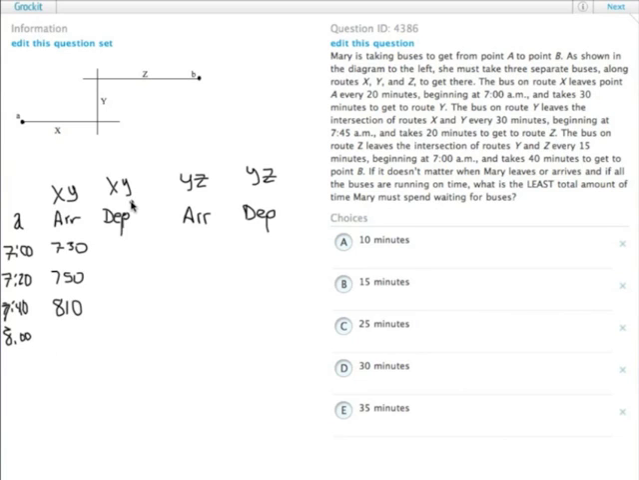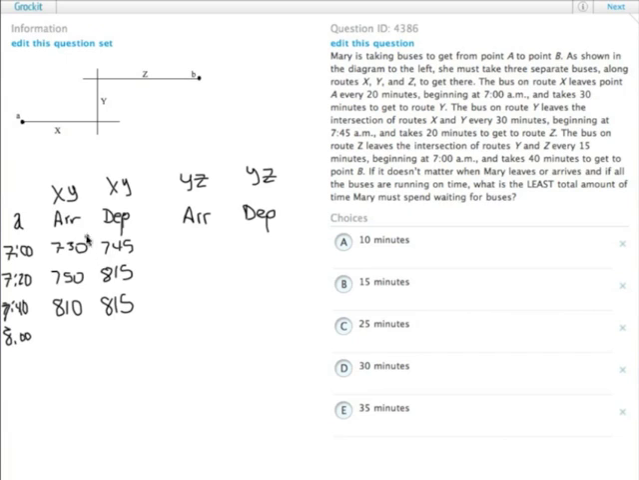Now it departs every half hour, but its first departure isn't until 7:45 in the morning. So the first departure would be 7:45. If she got there at 7:50, she wouldn't be able to catch that 7:45 bus. She'd have to wait until the 8:15 bus. If she arrived at 8:10, she could still catch that 8:15 bus.